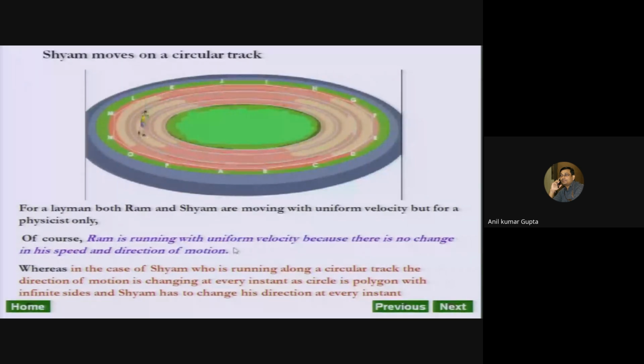For a layman, both Ram and Sham are moving with uniform velocity, but for a physicist, only Ram is running with uniform velocity because there is no change in his speed and direction of motion. Whereas in the case of Sham, who is running along a circular track, the direction of motion is changing at every instant, as a circle is a polygon with infinite sides and Sham has to change his direction at every instant. So now he can move to the next slide, or if he wants to study the previous slide, he can click the previous button.